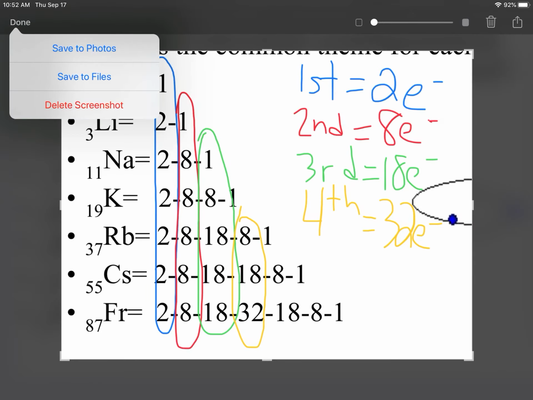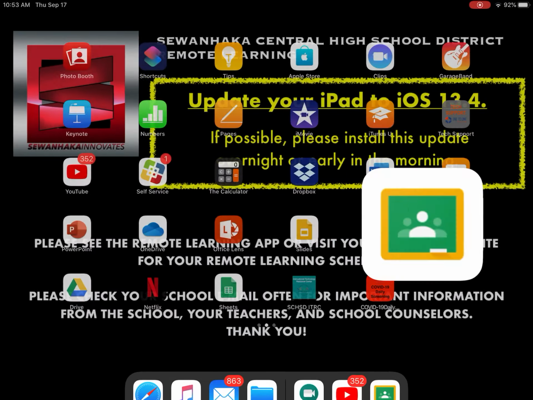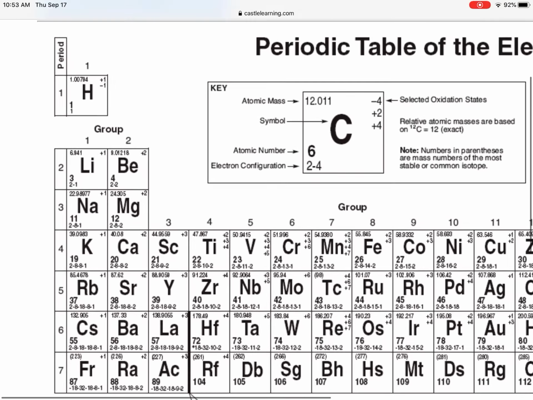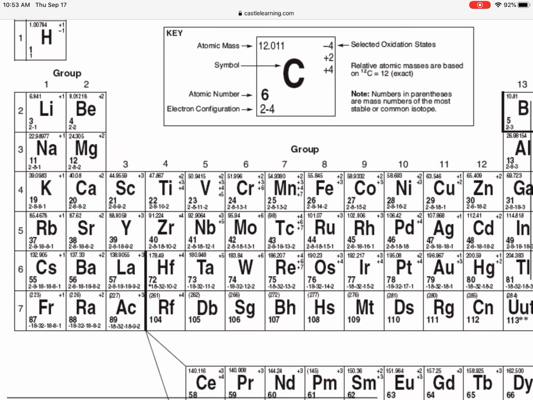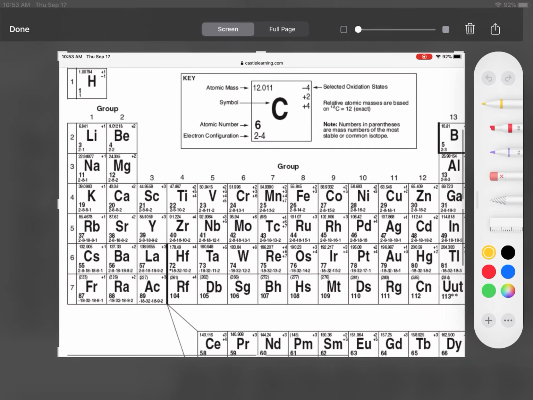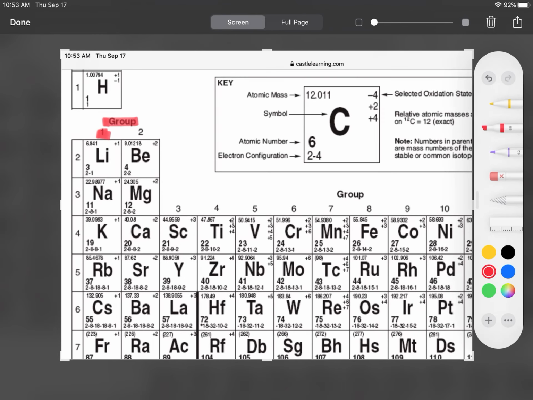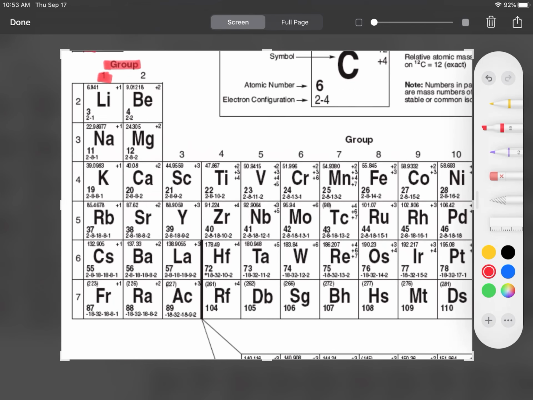If you notice, guys, I went down group 1. So let me show you the actual periodic table of what I'm talking about here. All right? So, let's go to group 1. Here is group 1 over here. See what it says here? Groups. That's a group. This is group 1. Group 1 also includes this element, hydrogen, as well.